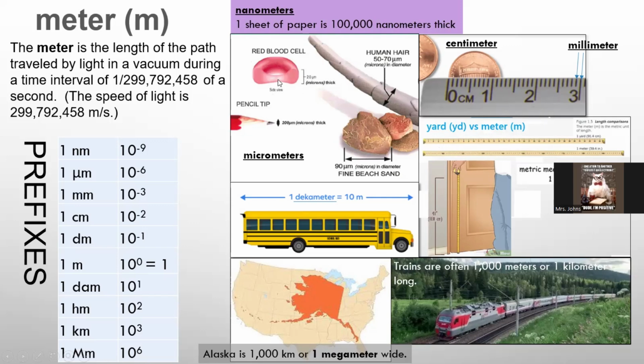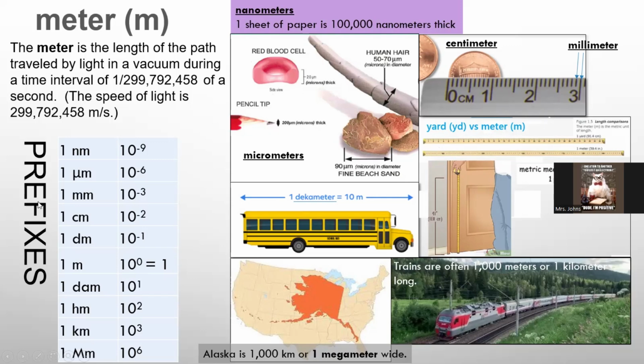So this red blood cell right here, the thickness of it is 20 micrometers or microns thick. Here's a piece of hair. The hair on our head is 50 to 70 micrometers or microns in diameter, all the way across the circle. Here's a piece of sand. If you went to the beach, each little grain is 90 micrometers. If you look at the tip of your pencil, it's 200 micrometers thick.